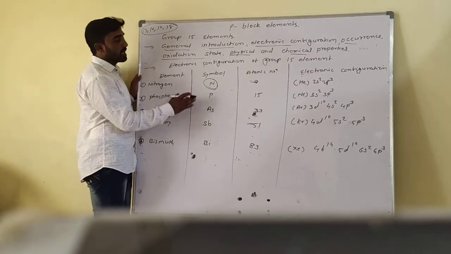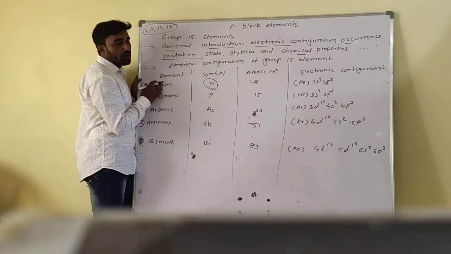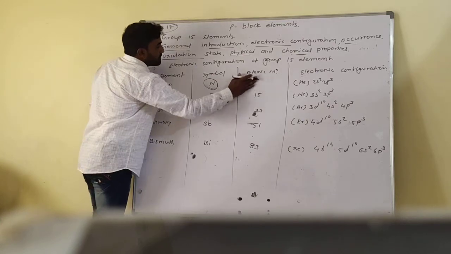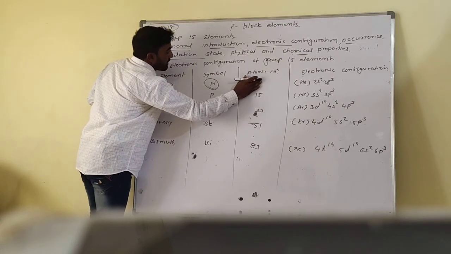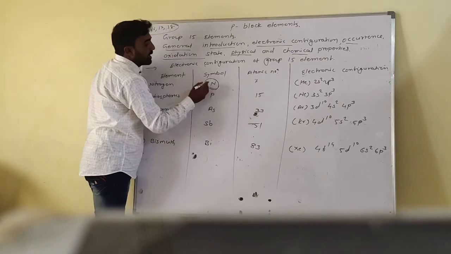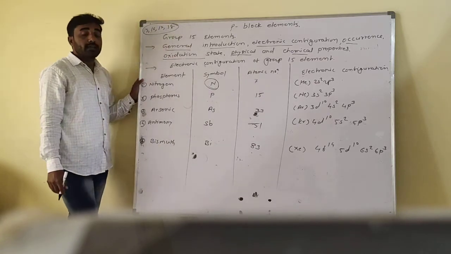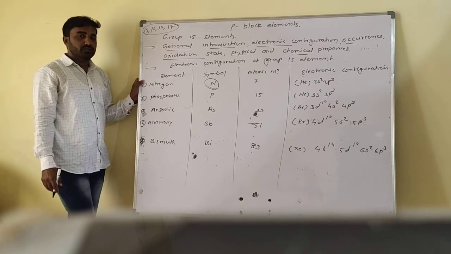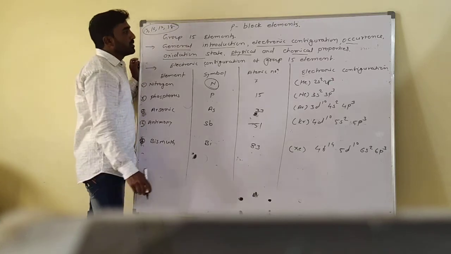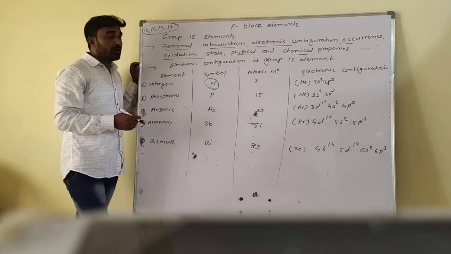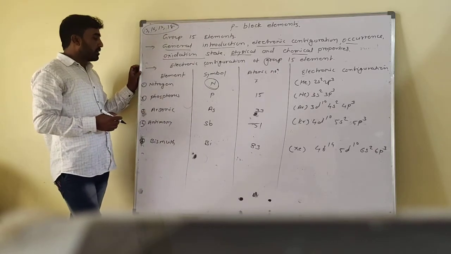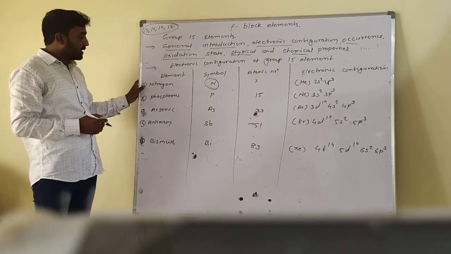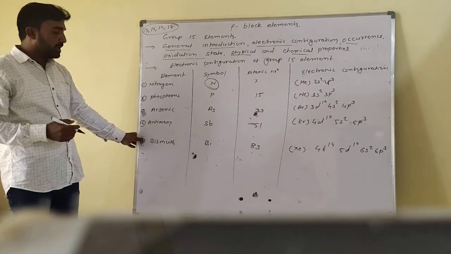Nitrogen forms multiple bonds. Why? Because nitrogen's atomic number is 7 and its symbol is N, and nitrogen is small in size, has high electronegativity and has no d orbitals, so it forms multiple bonds. Now the electronic configurations of the group 15 elements: nitrogen, phosphorus, arsenic, antimony and bismuth.